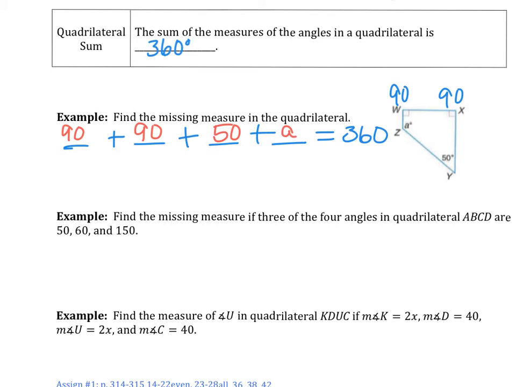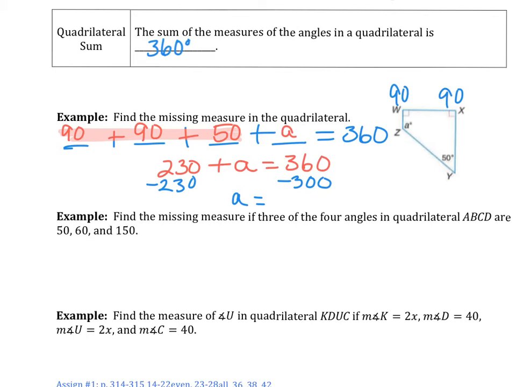First thing I'm going to do then is combine my like terms. Again, my like terms are right here, those three numbers. So 90 plus 90 plus 50 gets me to 230. Bring down this plus A equals 360. Then we're going to use our algebra skills to solve for A. In order to do that, I'm going to subtract 230 from both sides of my equation here.